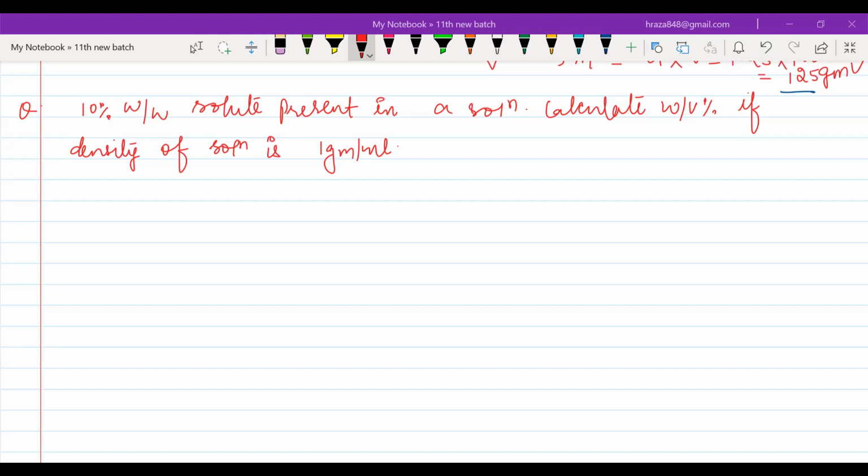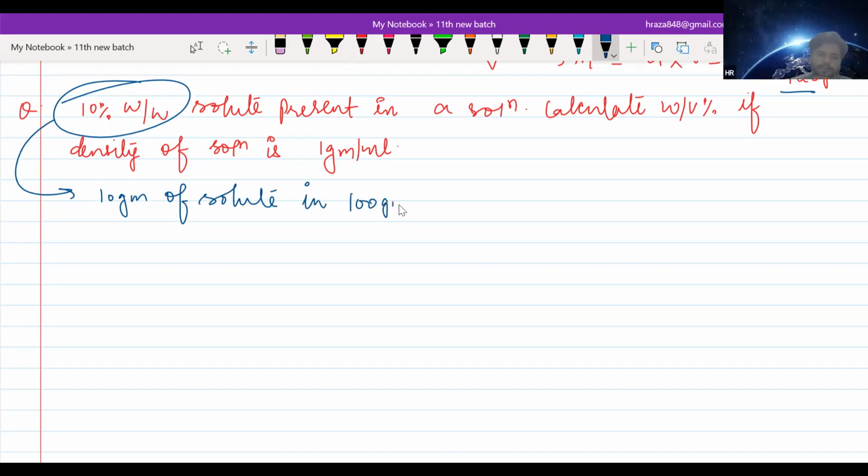Can you solve it, Arnav? Solving. Okay, take your time. Let me know when you are finished. So 10%. Very good. You can see this is 10% weight by weight. That means 10 gram of solute in 100 gram of solution. Now we need to calculate weight by volume percent, which has a formula.